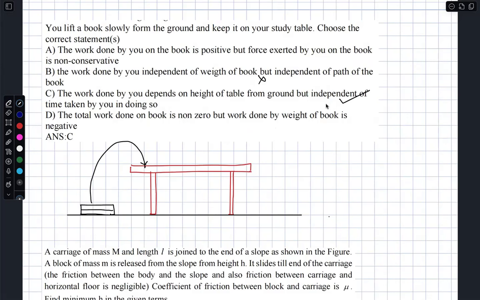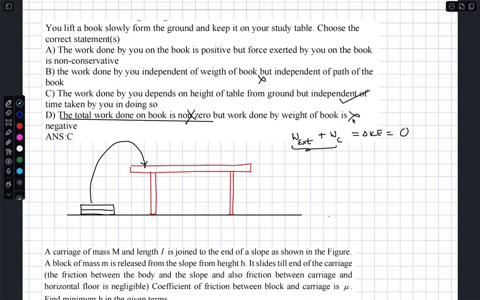The total work done on the book is non-zero, but work done by the weight of the book is negative. The statement that the total work done on the book is non-zero is wrong. Why? I will explain. You slowly lifted. Work done by external agency plus work done by conservative force is change in KE. You said slowly, so change in KE is 0. Therefore, the net work done is 0. You said non-zero. So therefore, D is wrong.